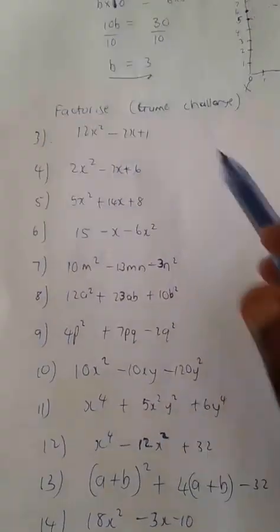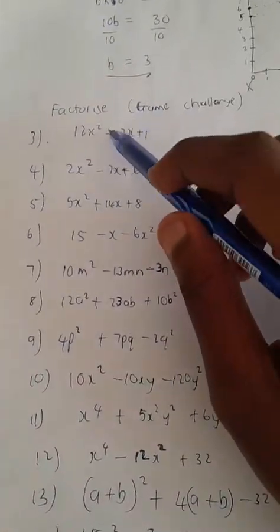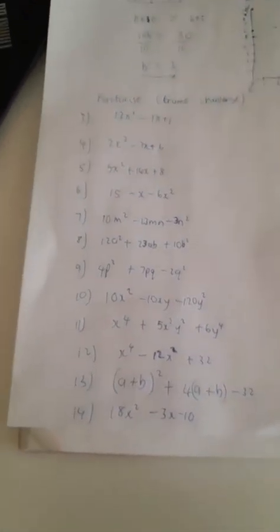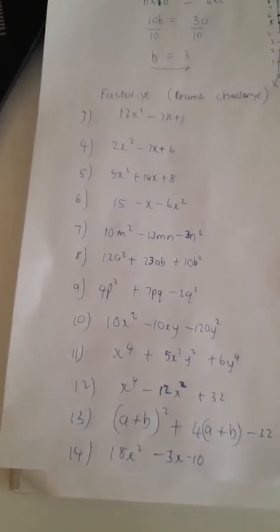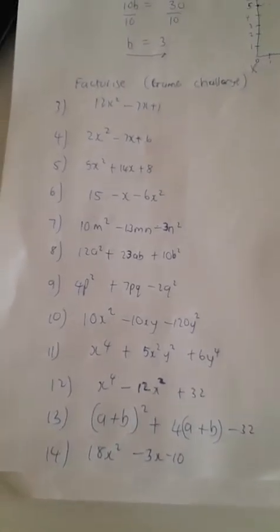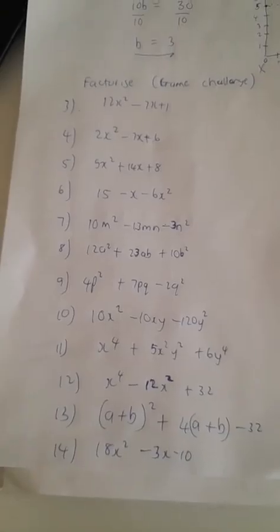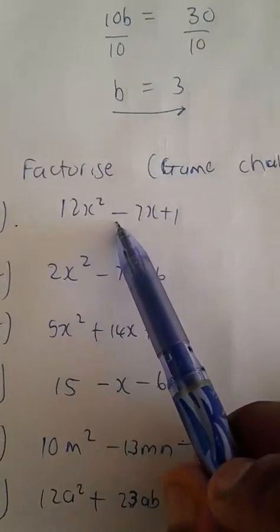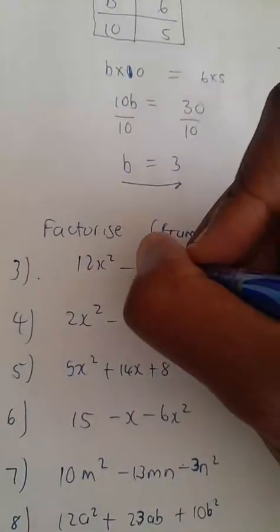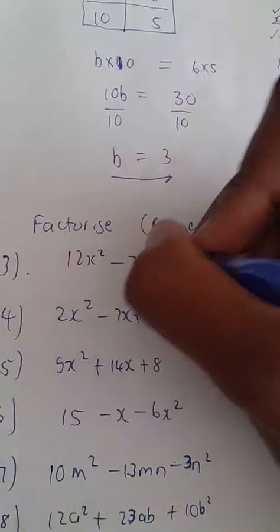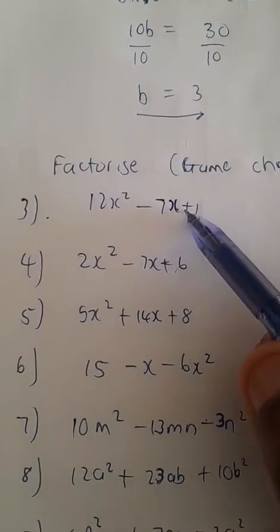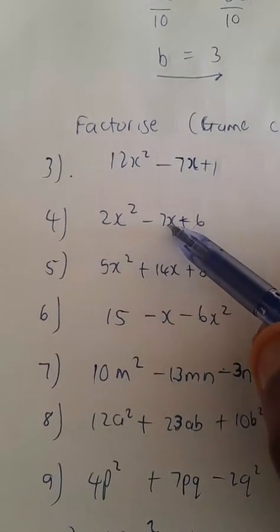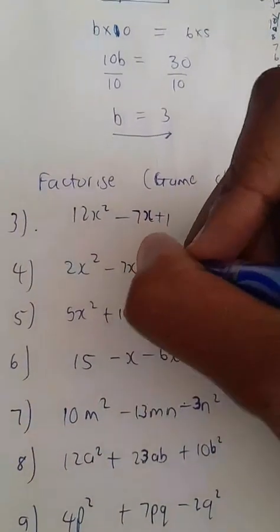Maybe first you can write them down, or you can screenshot, whichever is easier for you, so that you can take these down. This is 12x squared minus 7x plus 1. That's the first one. You're going to be doing these on your own, not now. For now, we are taking down. This one is 2x squared minus 7x plus 6.